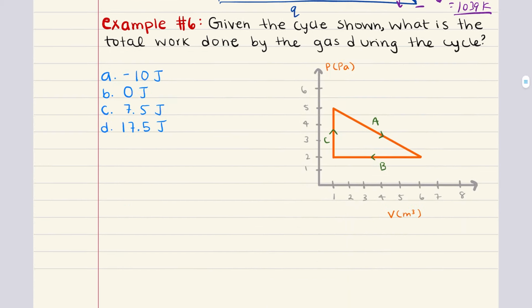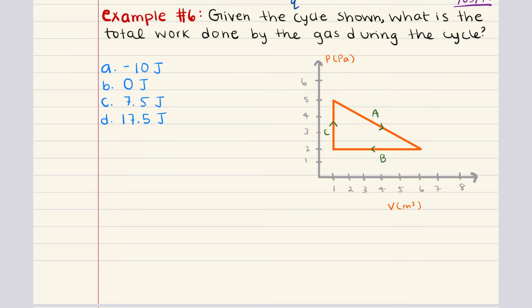Let's answer problem 6 next. Problem 6 says, given the cycles shown, what is the total work done by the gas during the cycle? Now, the work done by a gas in a thermodynamic process is represented by the area enclosed by the cycle on a pressure volume diagram.